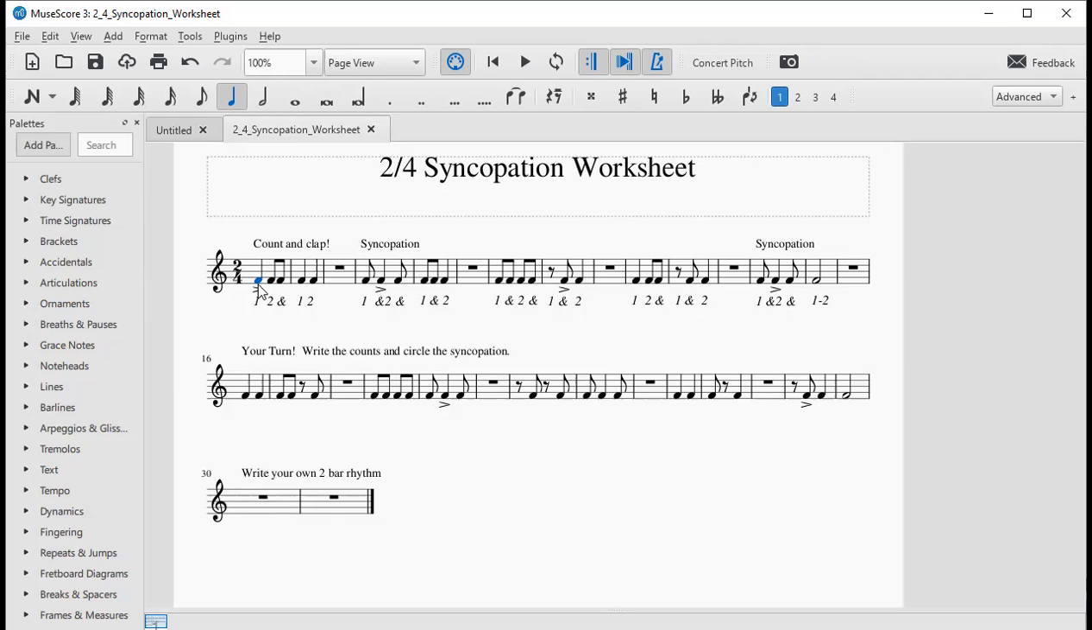All right, so here we go. We're going to start at the beginning, and the metronome's going to help us, and we're going to clap and count together, and it's going kind of fast, so good luck. Here we go. Ready? And 1, 2, 1, 2, and.